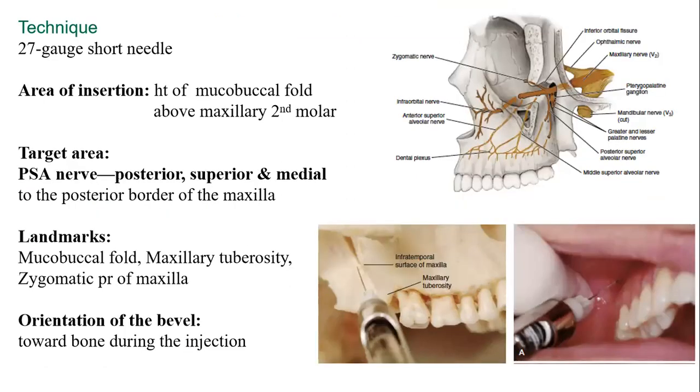Technique: usually a 26 gauge short needle is used. Area of insertion is the height of the mucobuccal fold above your maxillary second molar. Target area is the posterior superior alveolar nerve, posterior, superior, and medial to the posterior border of your maxilla. Landmarks are the mucobuccal fold, maxillary tuberosity, and zygomatic process of your maxilla. Orientation of the bevel is always towards the bone during the injection.